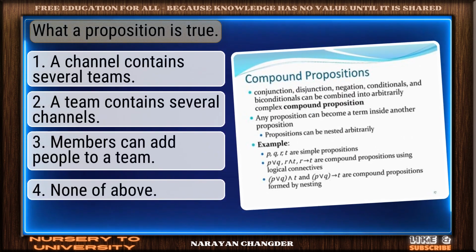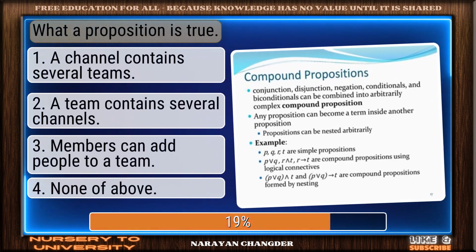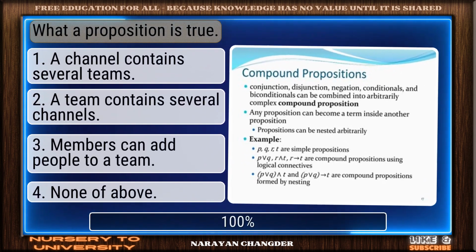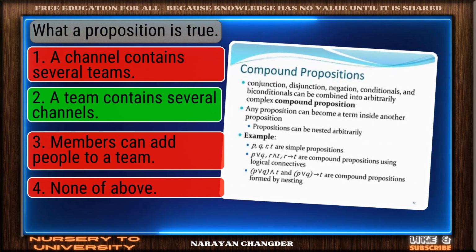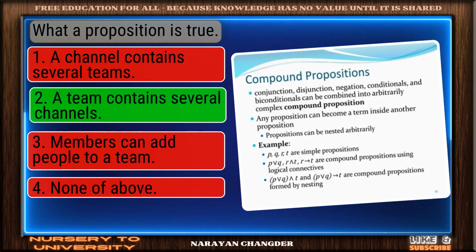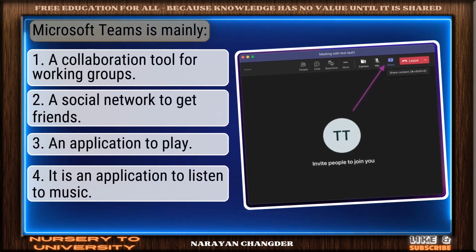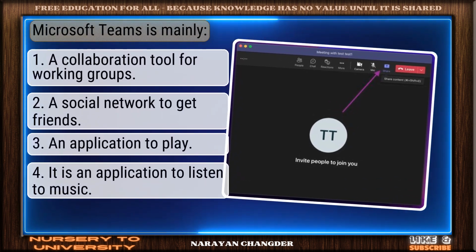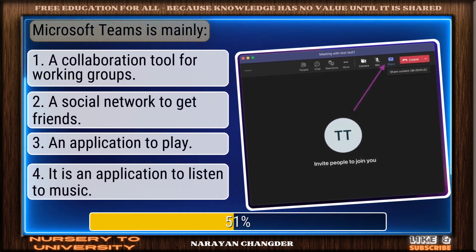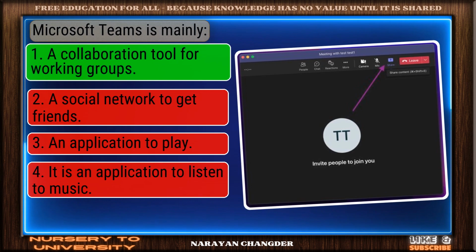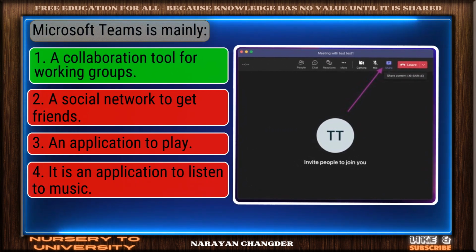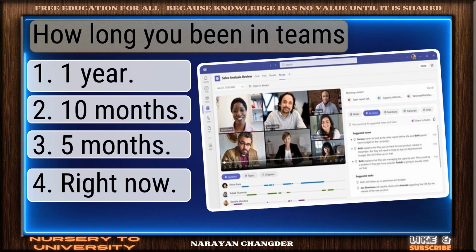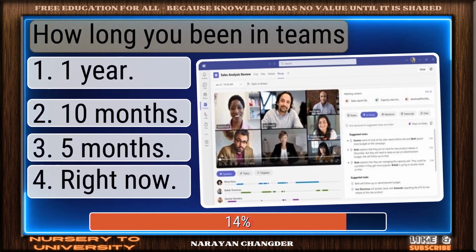Question number 74. What proposition is true? You're right. A team contains several channels is the correct answer. Question number 75. Microsoft Teams is mainly. Great job. A collaboration tool for working groups is the accurate answer. Question number 76. How long have you been in Teams?